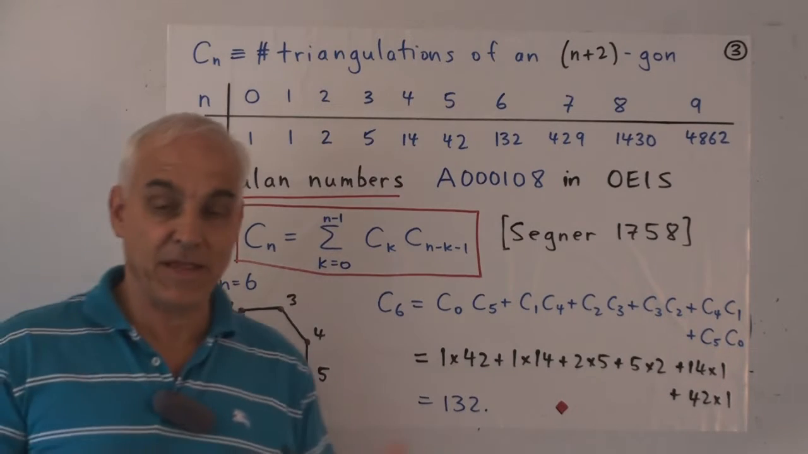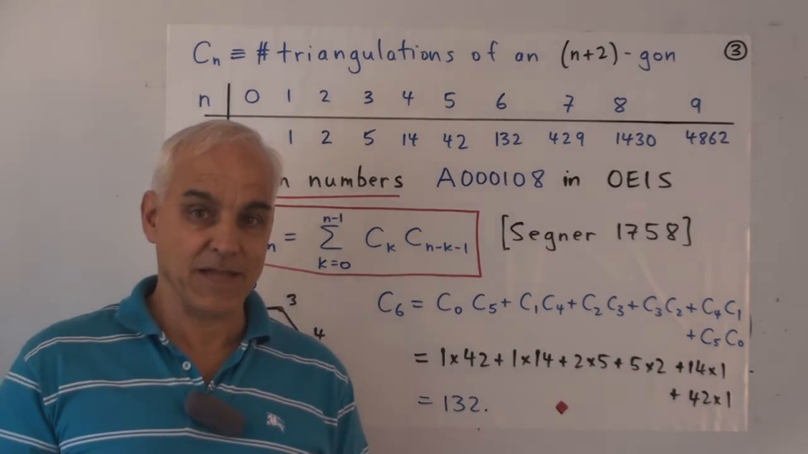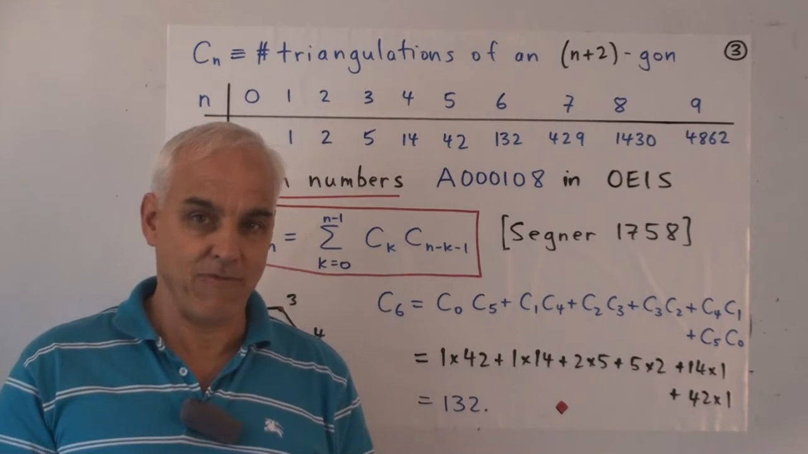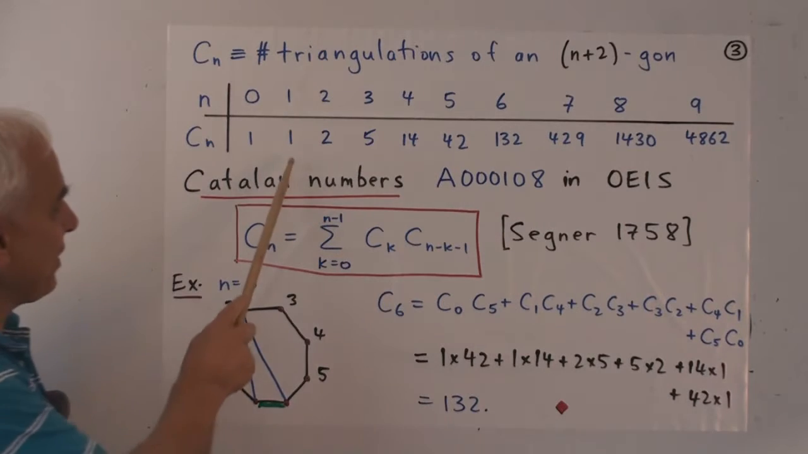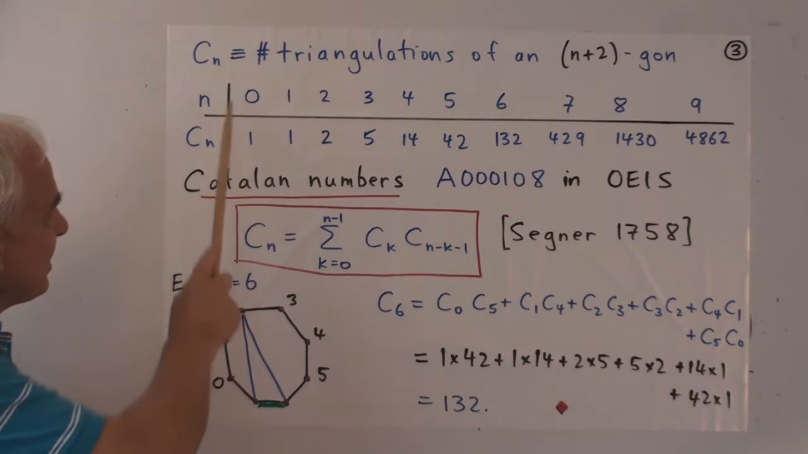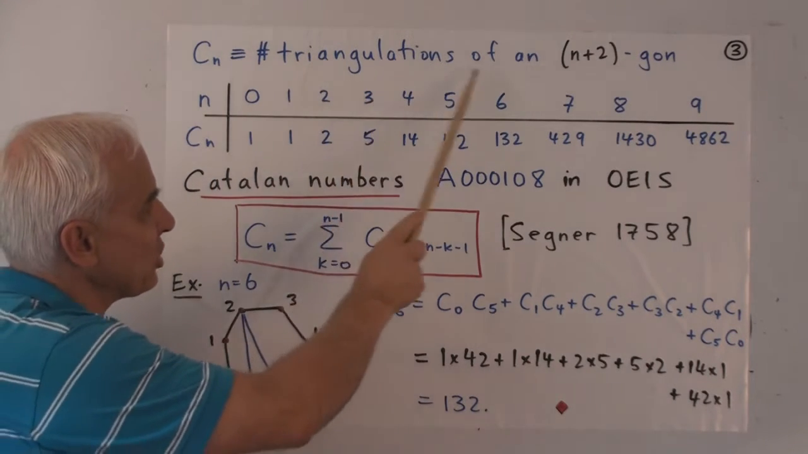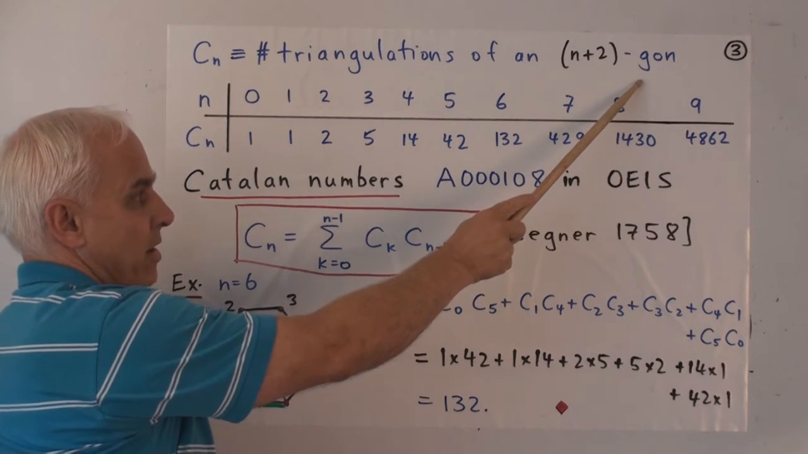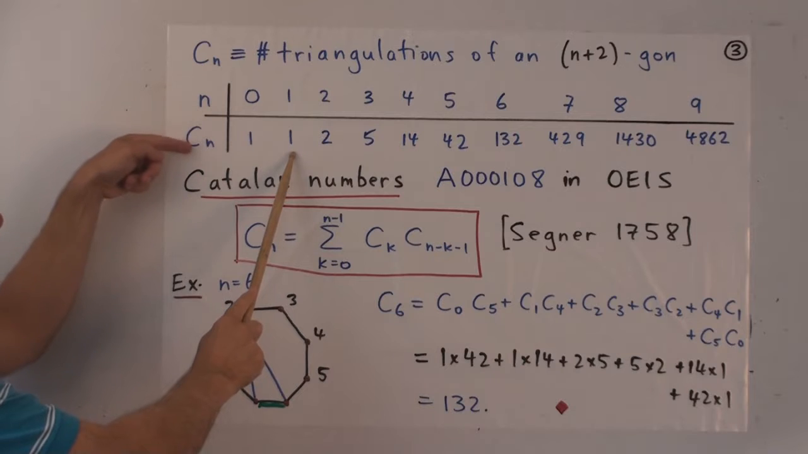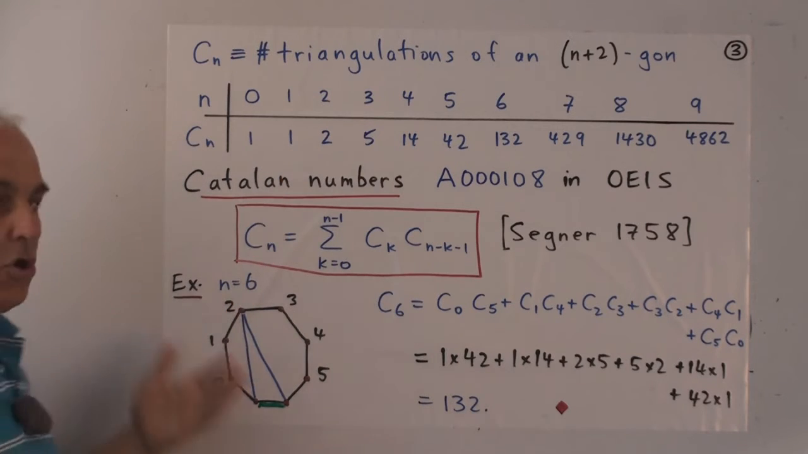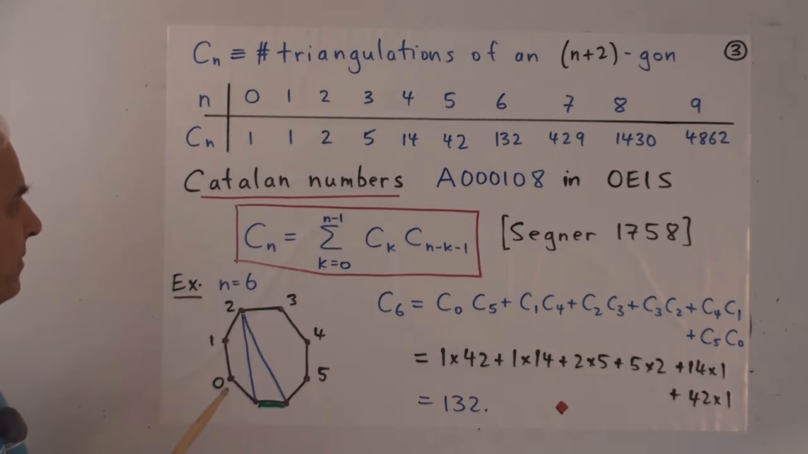If we named everything after Euler that he discovered, too many things would have Euler's name on them and it would get very confusing. All right, so here are the Catalan numbers. So Cn is the number of triangulations of an n plus 2 gon. So that means the case of a triangle corresponds to n equals 1. That's just our notational device.